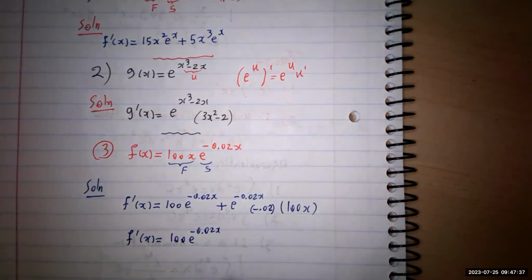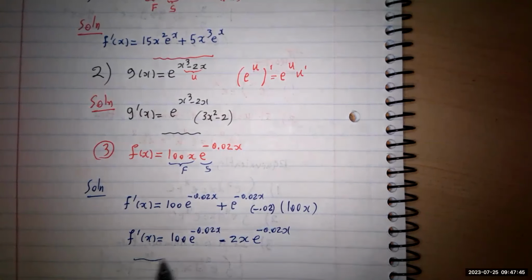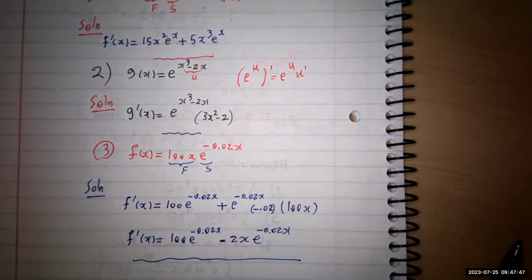It's going to be 200. We have two decimals, so it's going to be minus 2x e to the negative 0.02x. This is the way you write it down. You have to simplify it. Some people leave it as is. No, it's not. Remember, we talked about it.